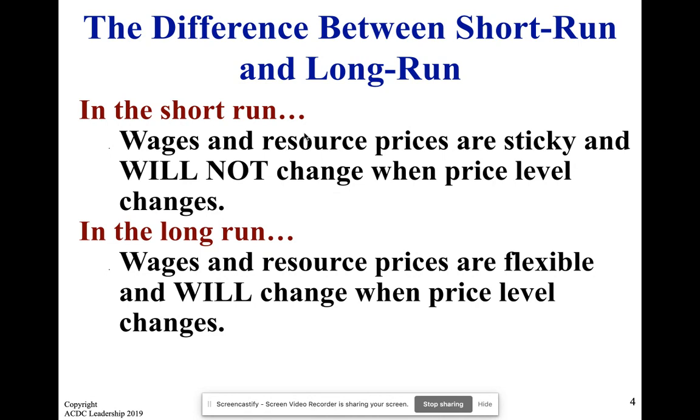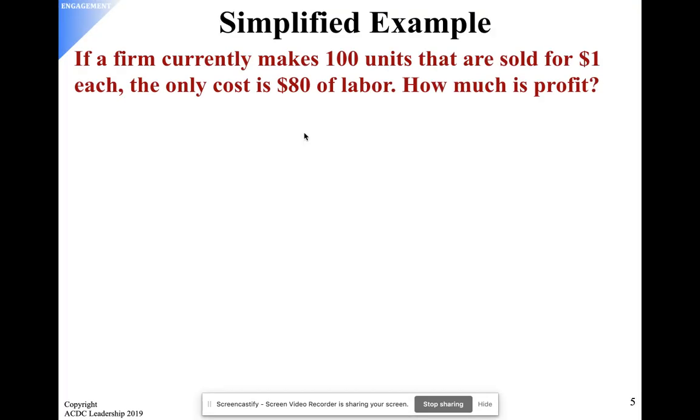Think about it. We talked before about there being lag time with wages and resource price changes. Because of that, in the short run, an increase in price level isn't going to result in changes in resources or wages. But in the long run, those will adjust and they will catch up to the increased prices. So let's just look at this simplified example real quick. If a firm currently is making 100 units that are sold for $1 each and the cost of labor is $80, how much is the profit? So really simple, 1 times 100 is $100 minus the cost of labor, 80. So the profit there is $20.